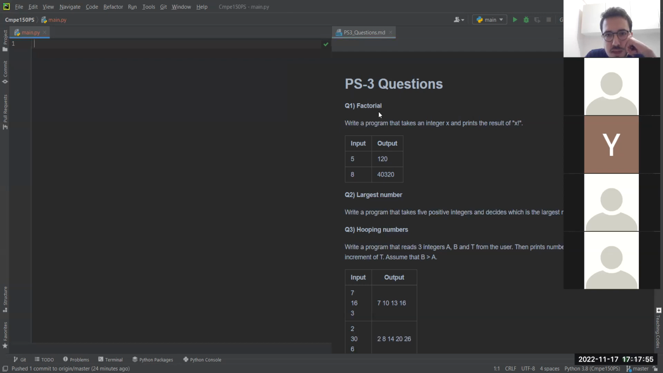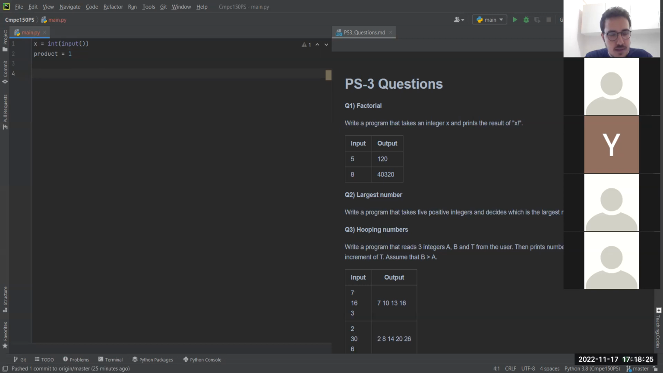The question is named as factorial, and it wants us to write a program that takes an integer x and prints the result of x factorial. So I am first of all defining a variable x and taking its input as an integer. And then I am defining a product variable. And you will see the logic behind this.